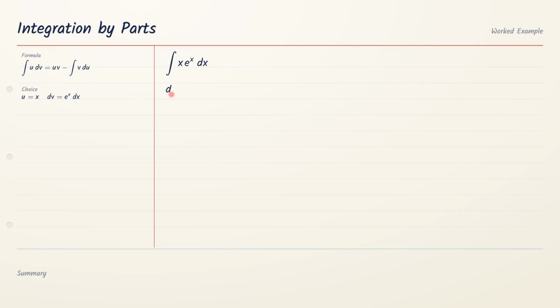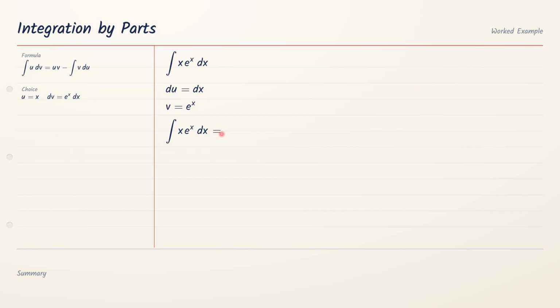Now I differentiate u to get du. The derivative of x is 1, so du equals dx. And I integrate dv to get v. The integral of e to the x is just e to the x itself, which is what makes the exponential so friendly here. Now I plug everything into the formula.